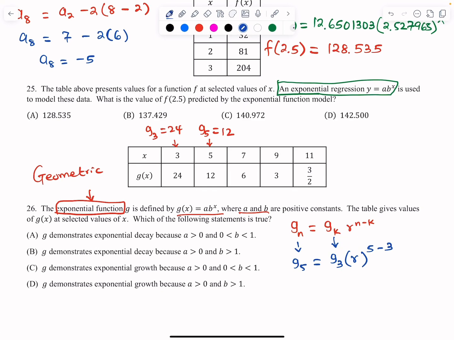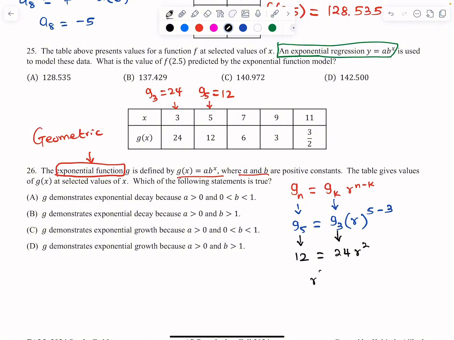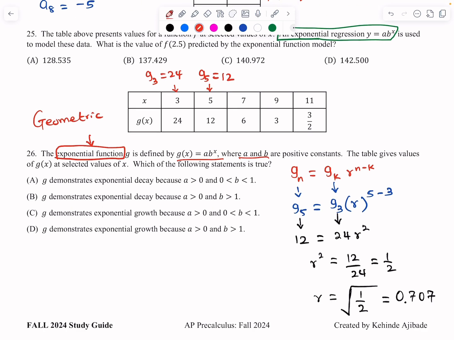And then if you proceed from there, you notice that from the question, G of 5 is 12, G of 3 is 24, r squared. Now let's solve this. If you divide both sides by 24, you have r squared is equals to 12 divided by 24, and that one is 1 over 2. And now what do you notice? Your r is equals to square root of 1 over 2, and that will give you 0.707. And once you have the r, you notice that r, which is your common ratio, should be the same thing as your b.